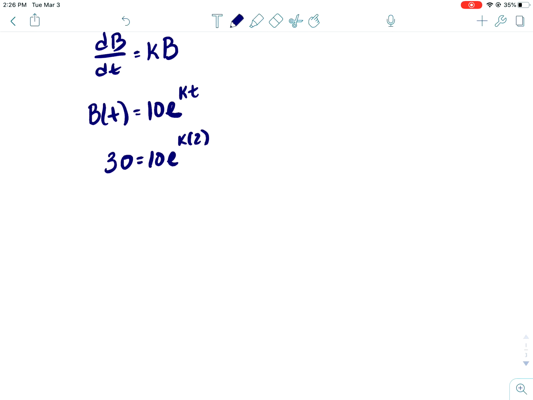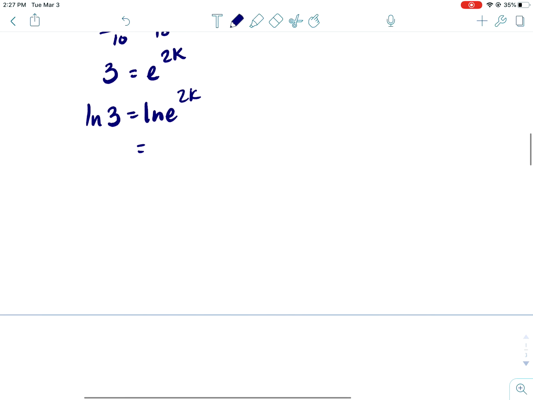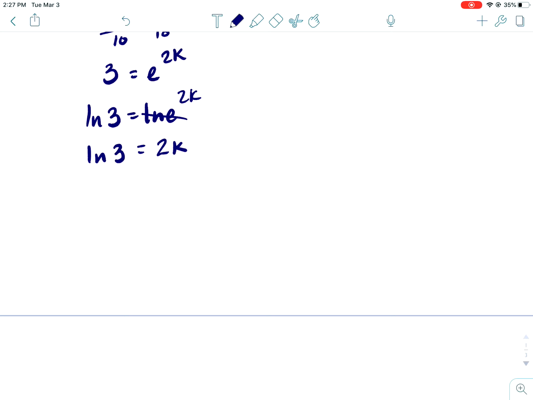What would you do first? Divide by 10. Nice. Okay. And then to solve for k, we have to get the k down. What do we use to get the k down? Natural log. Nice. Okay. The natural log of e cancels out. We're left with 2k equals natural log of 3. And then we'll just divide by 2. So k is this expression. If this is a non-calculator question, we can't do any better than this. This is all we can do.